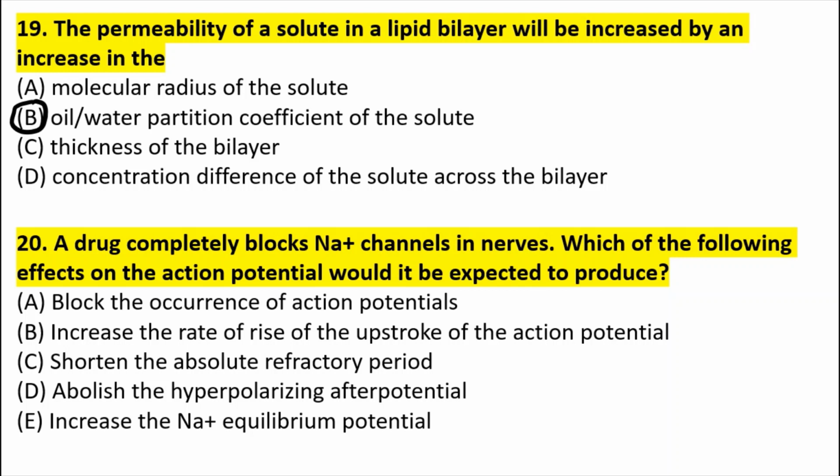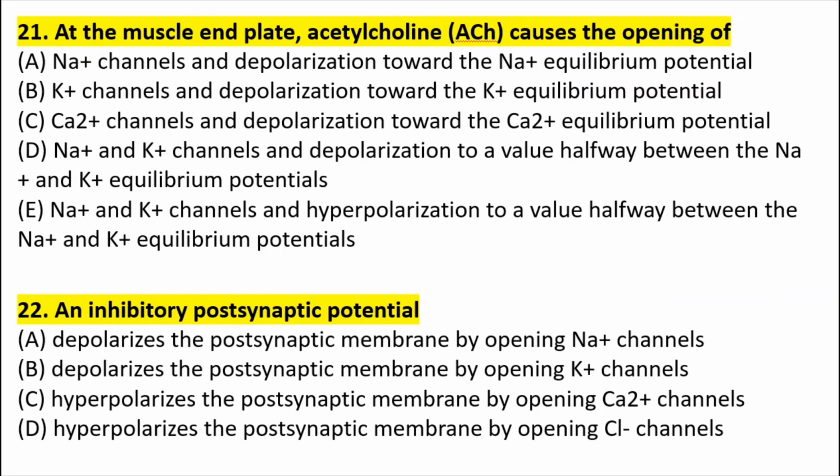20. A drug completely blocks sodium channels in nerves. Which of the following effects on the action potential would it be expected to produce? A. Block the occurrence of action potentials. Yes, it will block the occurrence of action potentials because we know that for an action potential to occur, sodium has to enter the cell.